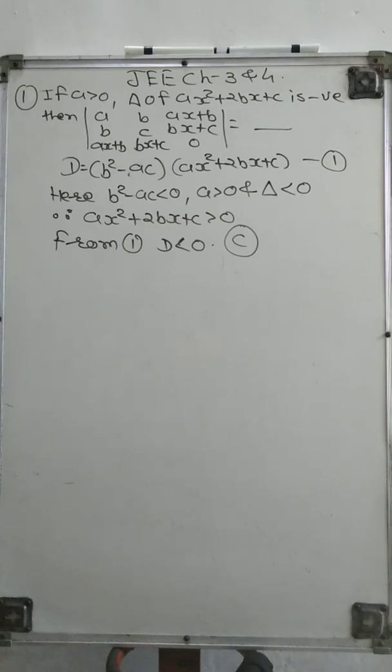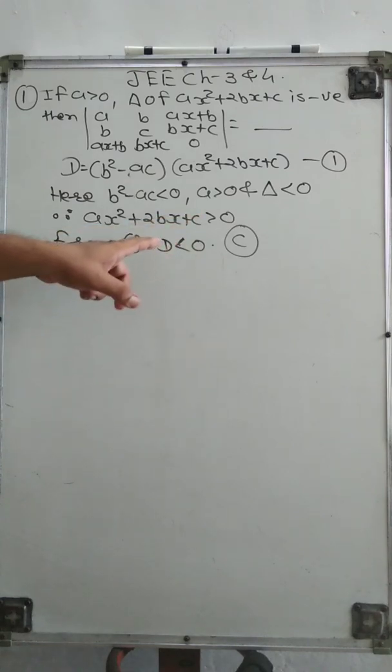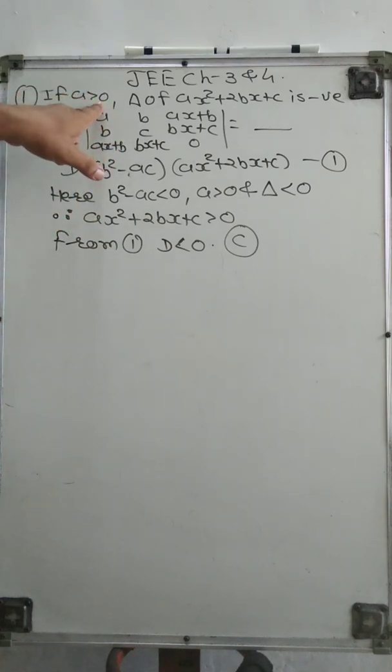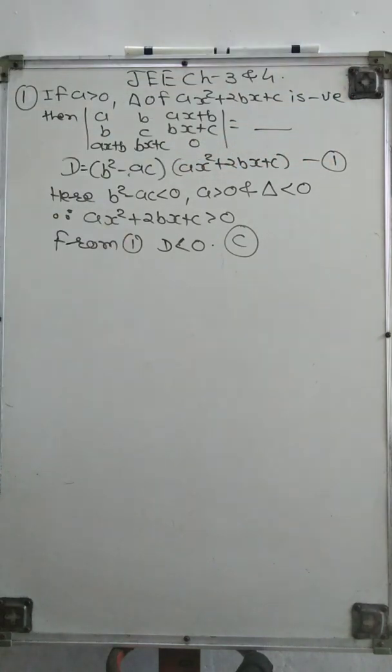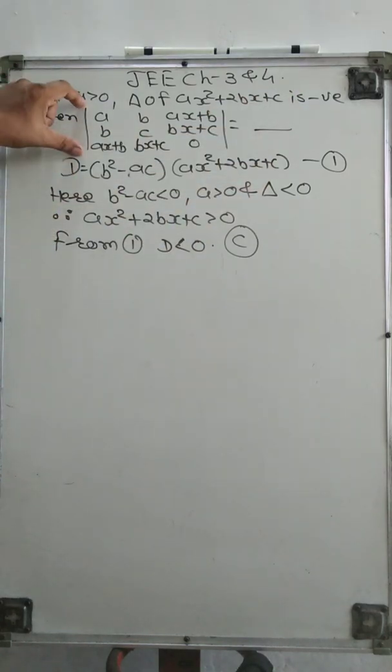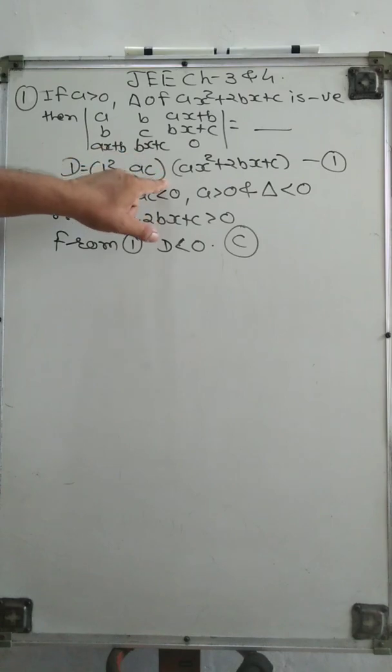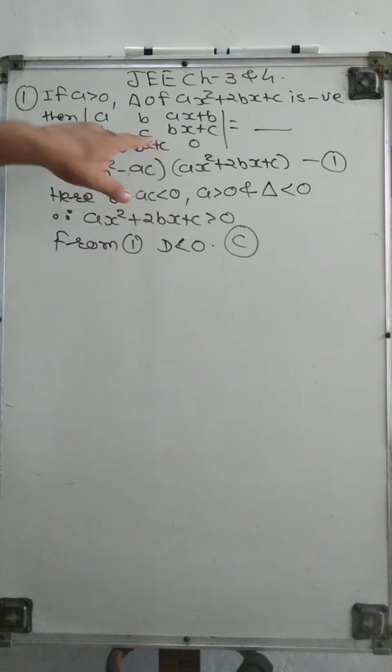Hello students. In this session of JEE chapter 3 and 4, first of all we talk about the first sum which we did in the previous lecture, but there was some confusion. Here a is greater than 0, and delta, the discriminant of ax square plus 2bx plus c, is negative. So first of all, the discriminant is b square minus 4ac, which is less than 0.